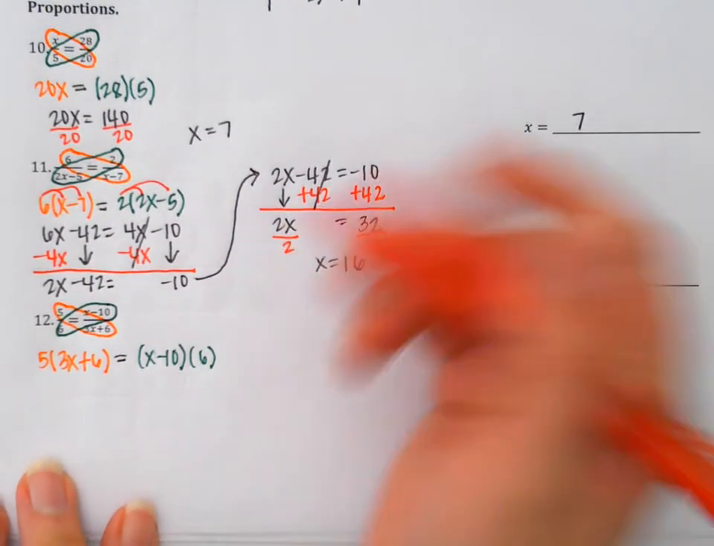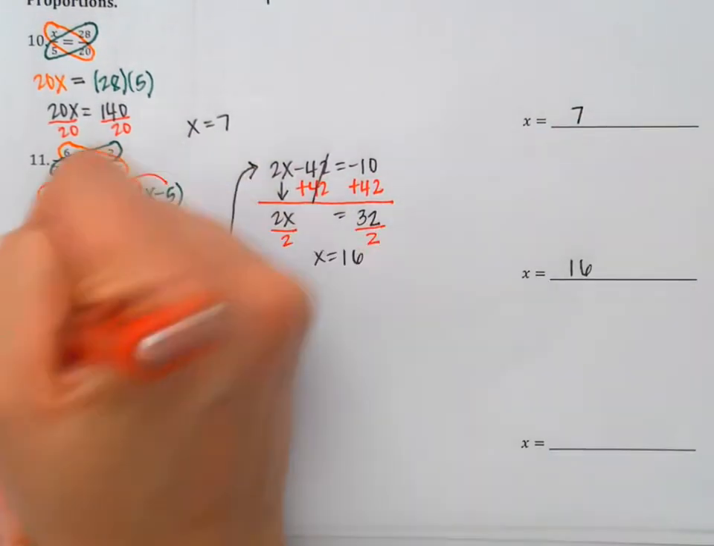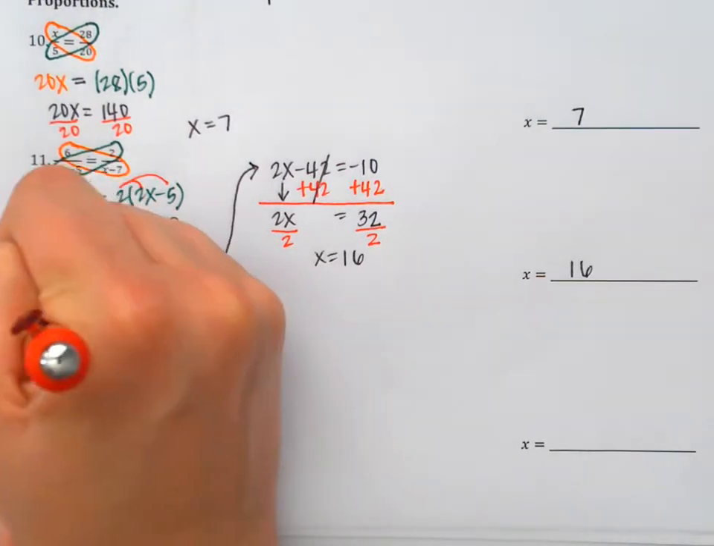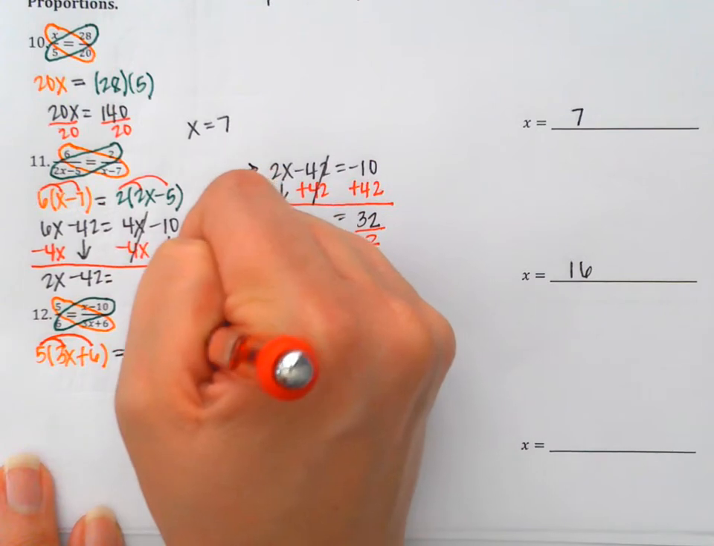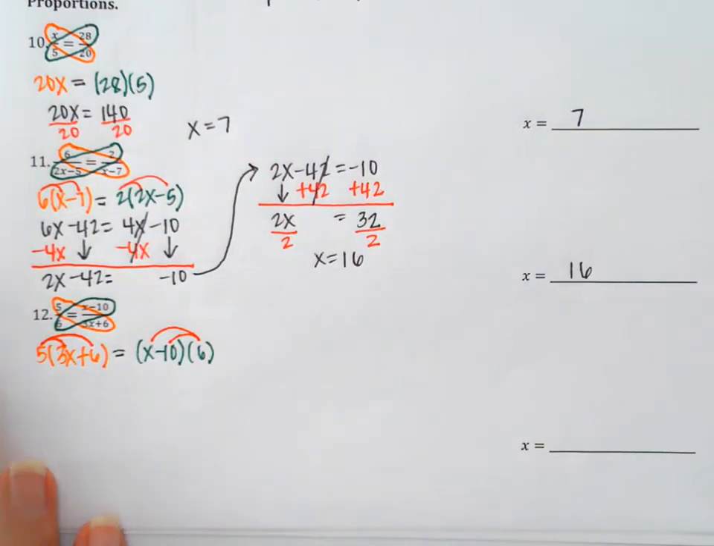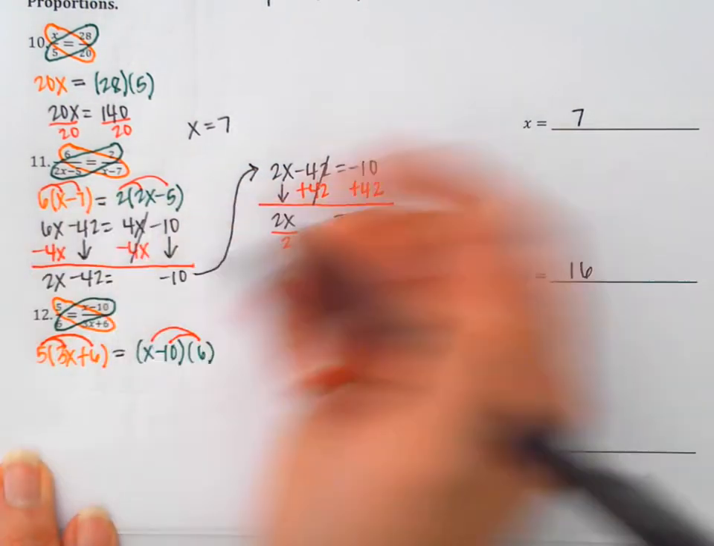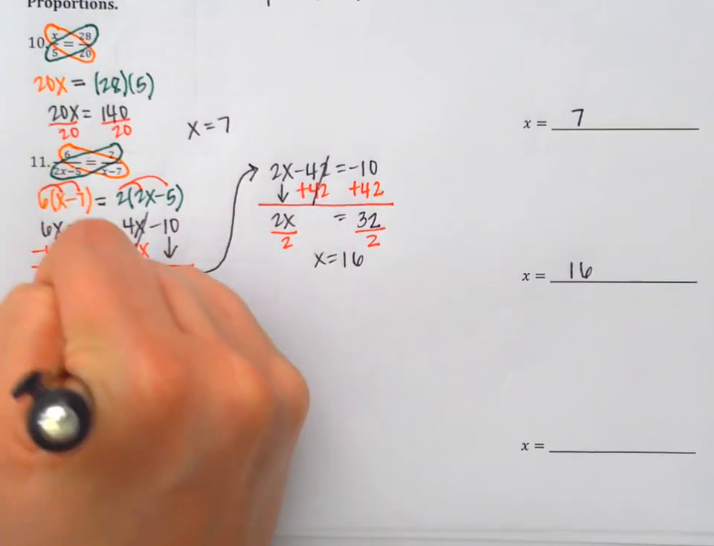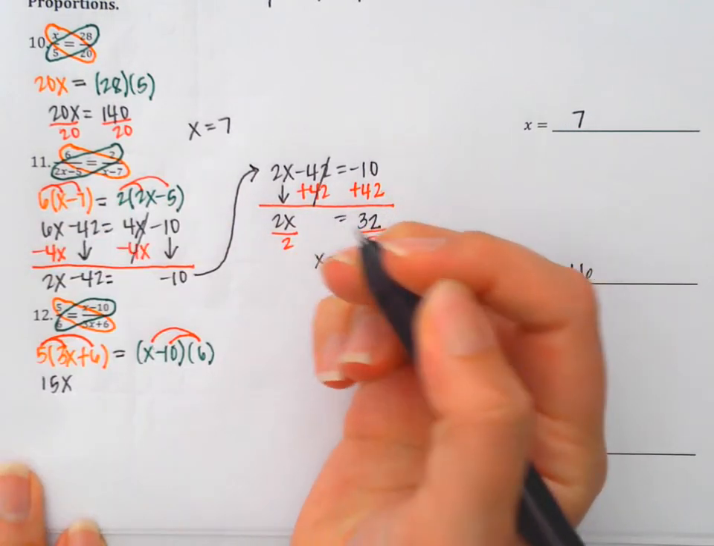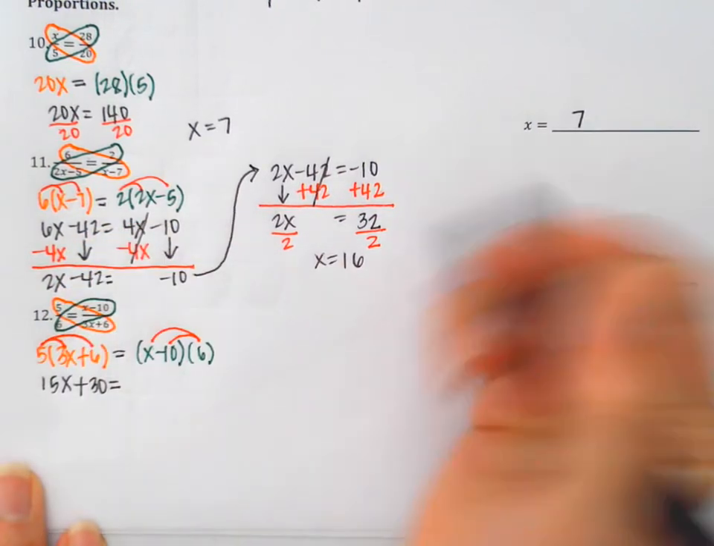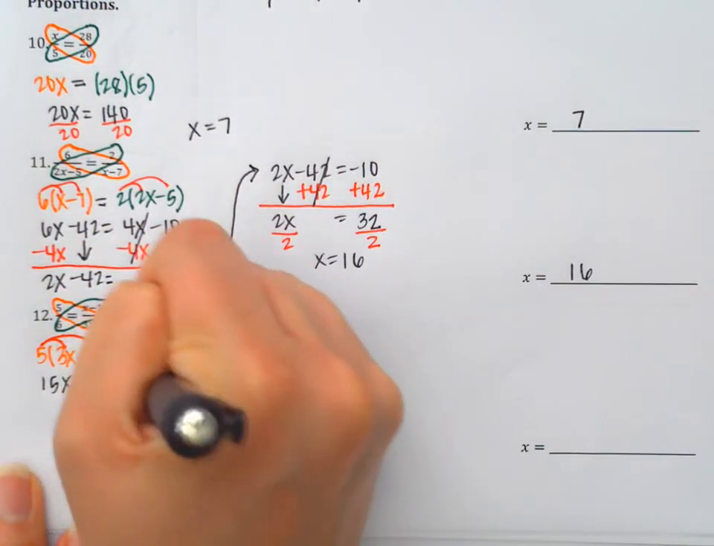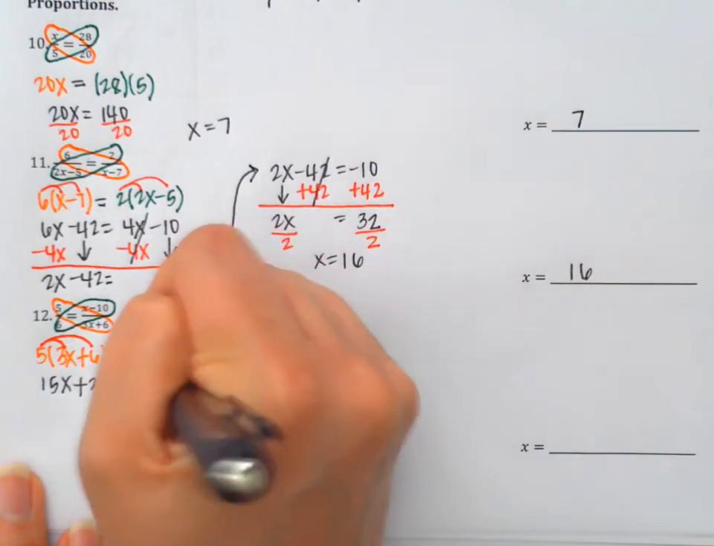Now, I know this one looks a little different, but it's really not different at all. The 5 gets distributed to the 3x and the 6, and then we can just do it backwards. The 6 times the x and the 6 times the negative 10. So 5 times 3x is 15x, and 5 times 6 is 30, equals 6 times x, which is just 6x, and 6 times negative 10, which is negative 60.